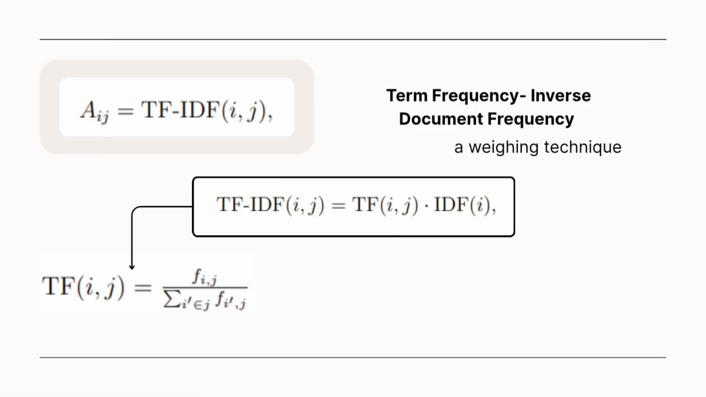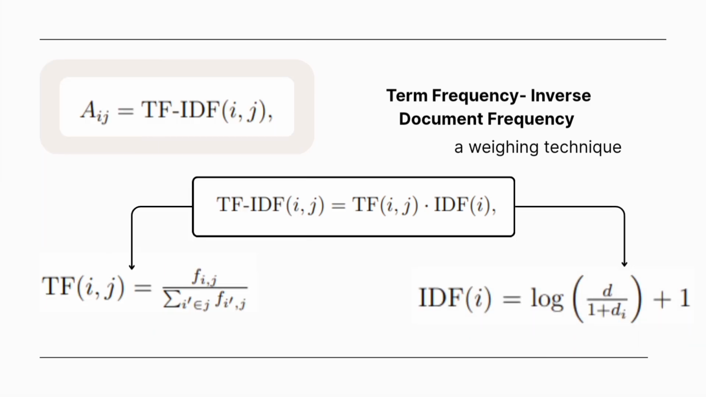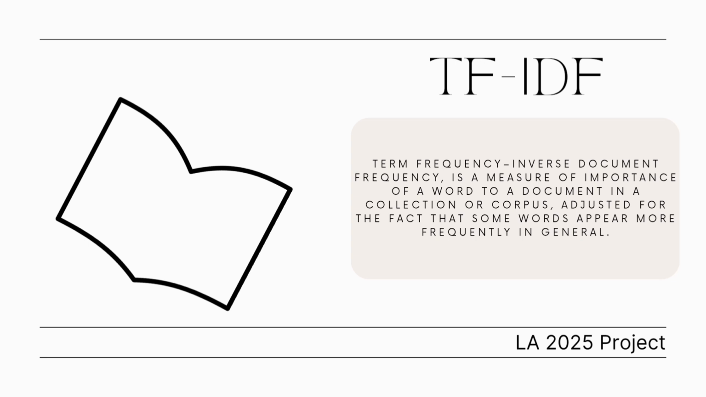The TF component is the count of word i in document j divided by the total amount of words in document j. IDF is the logarithm of D, the amount of documents in our corpus, divided by the amount of documents containing the term i plus 1 for cases when the logarithm returns 0 to balance the weights. Applying TF-IDF emphasizes distinctive terms while downplaying those that appear multiple times.